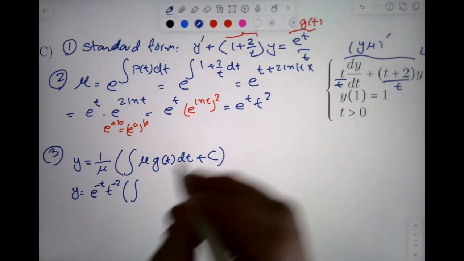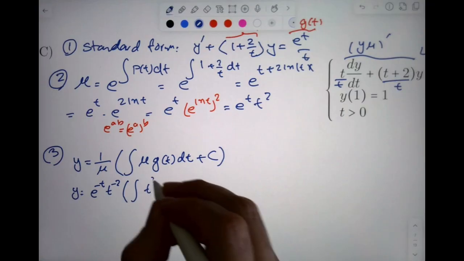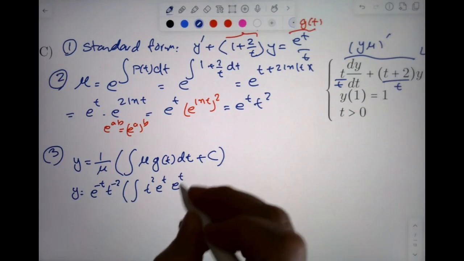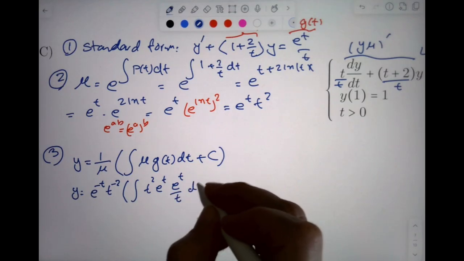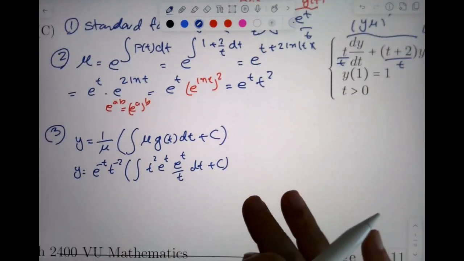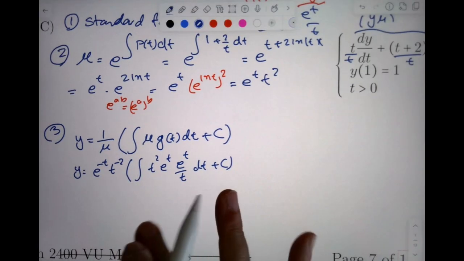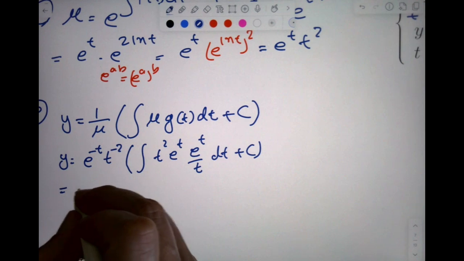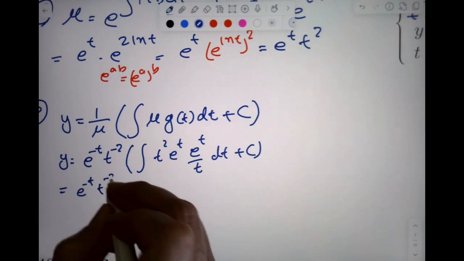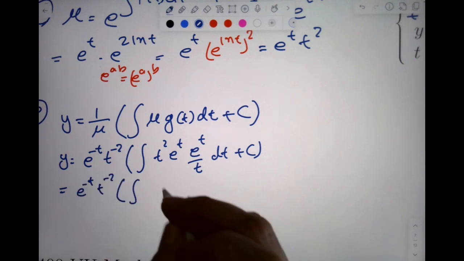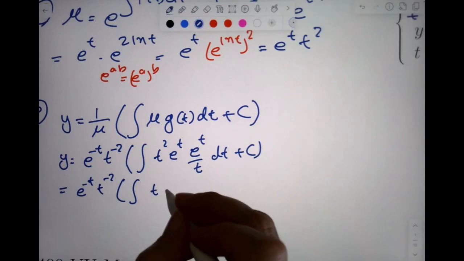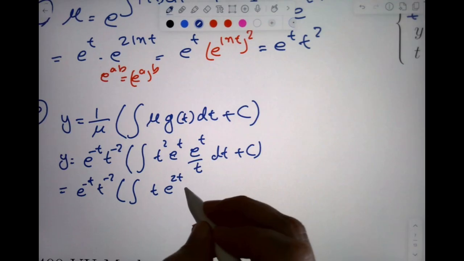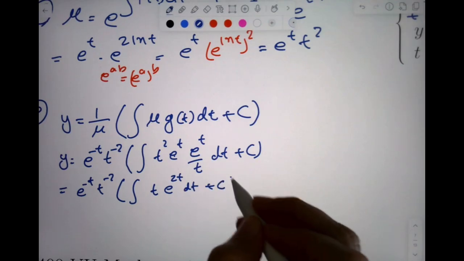Times integral, mu is t squared e to the t, and g of t is e to the t divided by t dt plus c. And from here, I can see it's going to be e to the power minus t, t to the power minus 2, integral t, put the two e's together, e to the 2t dt plus c.